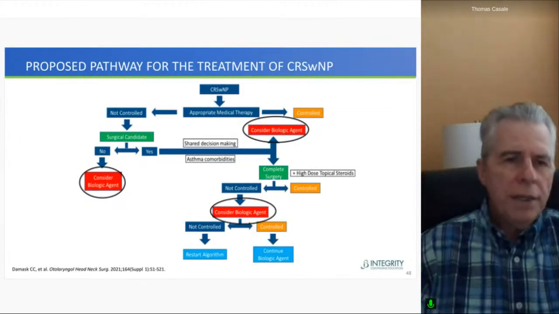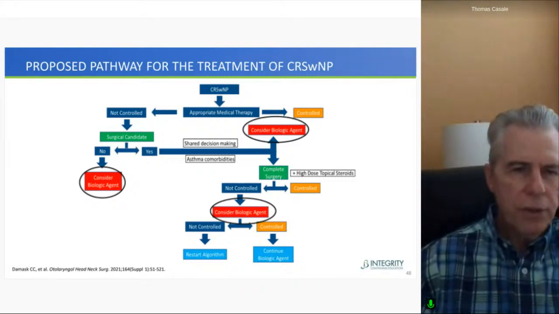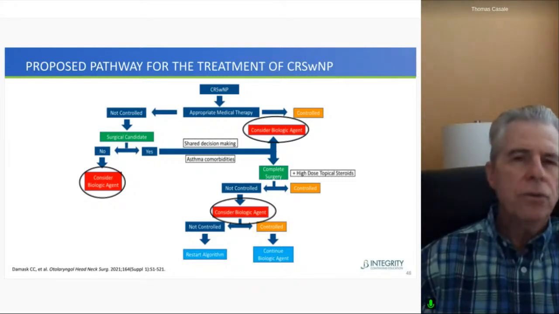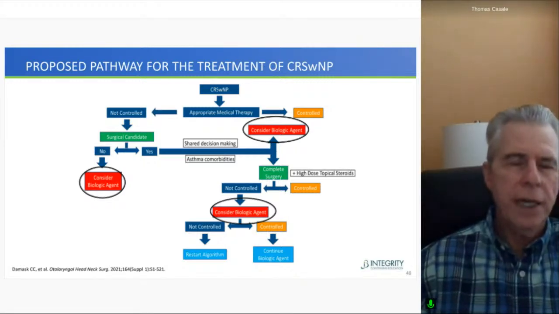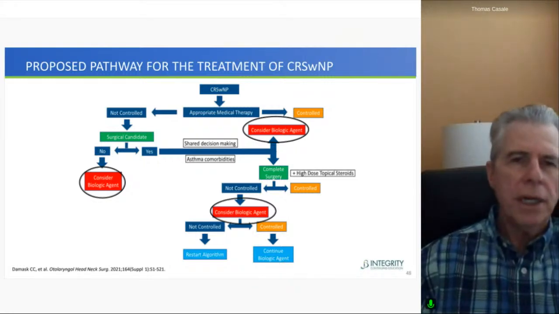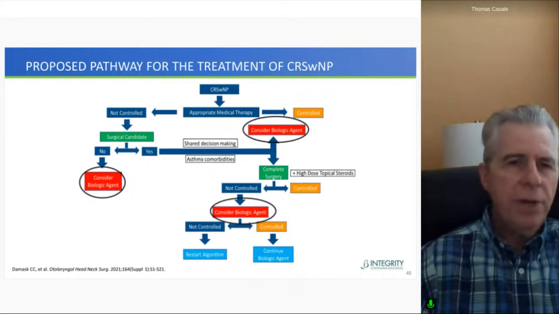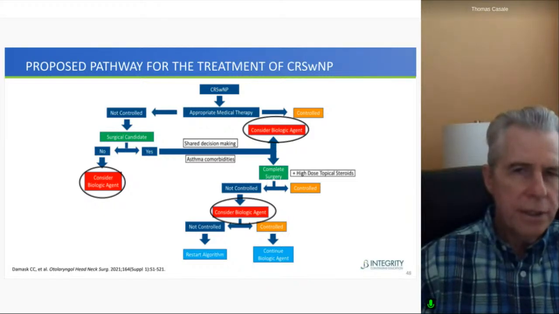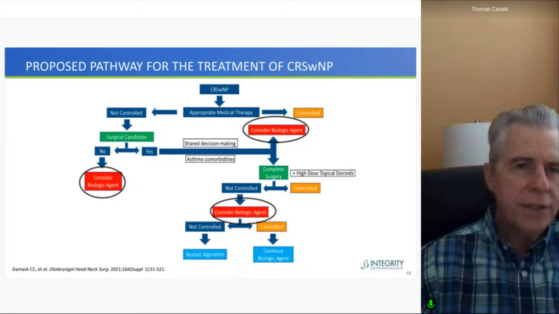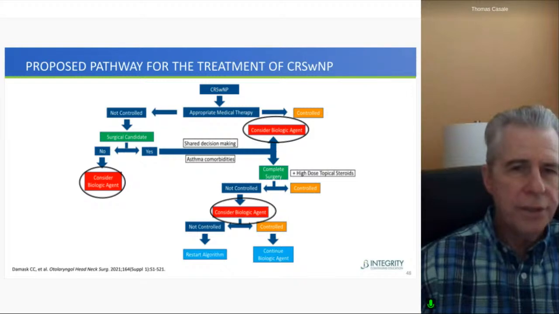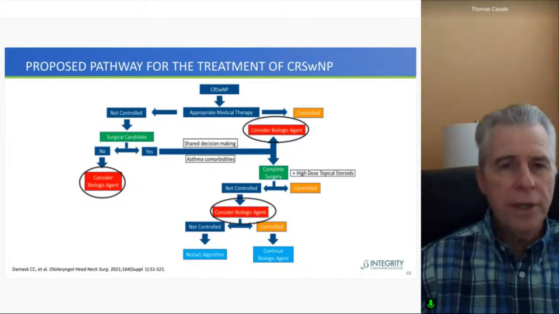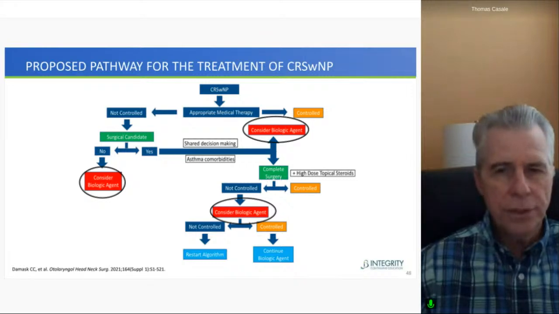Here's an algorithm that we published earlier this year on who to consider for a biologic. So the first thing you do, of course, you establish a diagnosis. And if you look at the left-hand side, if the patient is a surgical candidate, you ask that first. And if the answer is no, then consider a biologic. If the answer is yes, and they have asthma comorbidities, you talk to the patient and you would perhaps consider a biologic agent. Otherwise, do surgery.